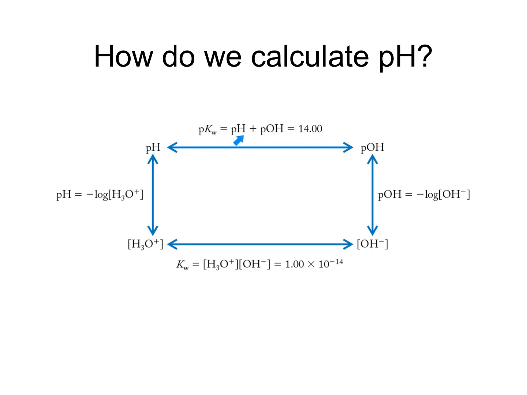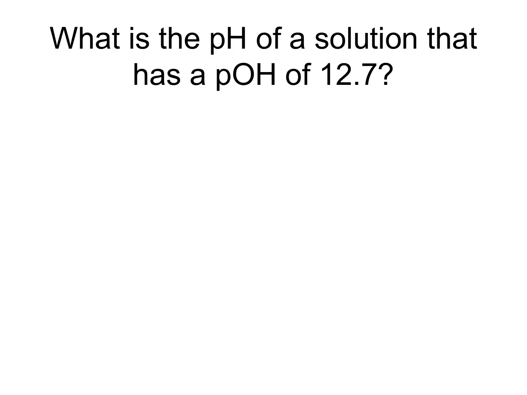We're going to do an example of that in a second. If you have the OH- concentration, you can calculate pOH using this equation, which we talked about previously. And then if you have H3O+, you can calculate OH- using this equation, and vice versa. So this is a really nice way to figure out a lot of different things, okay? So let's go and do some examples.